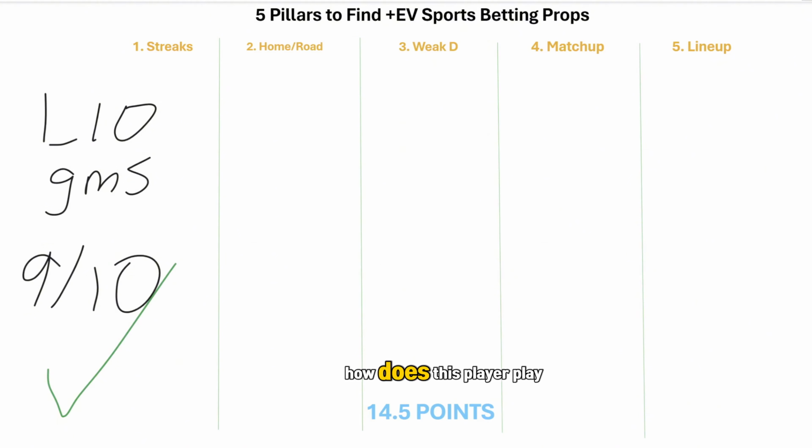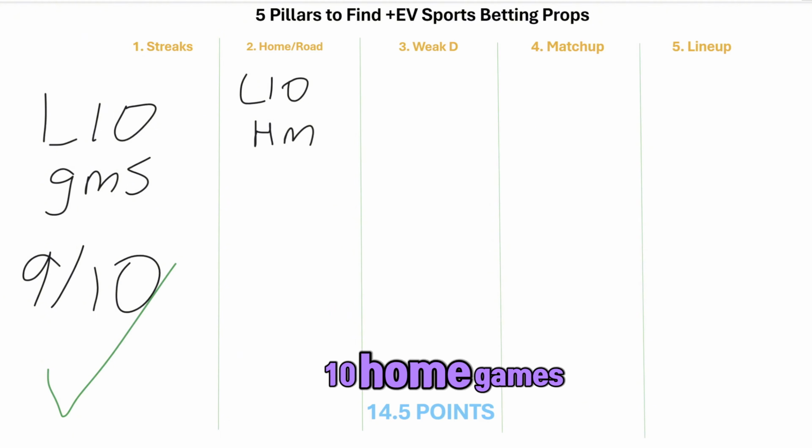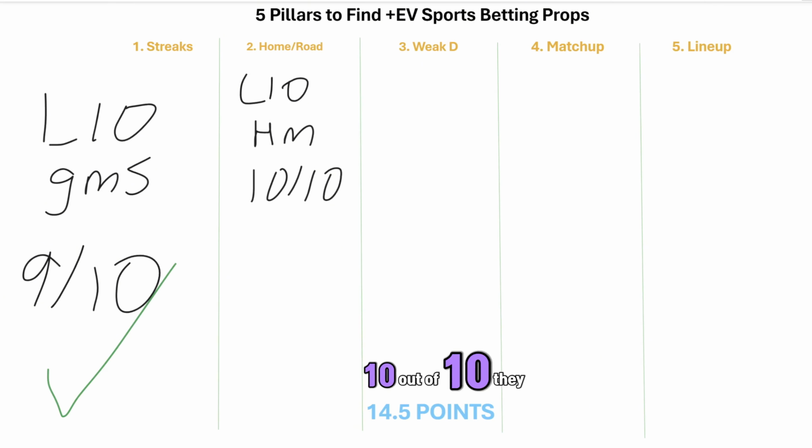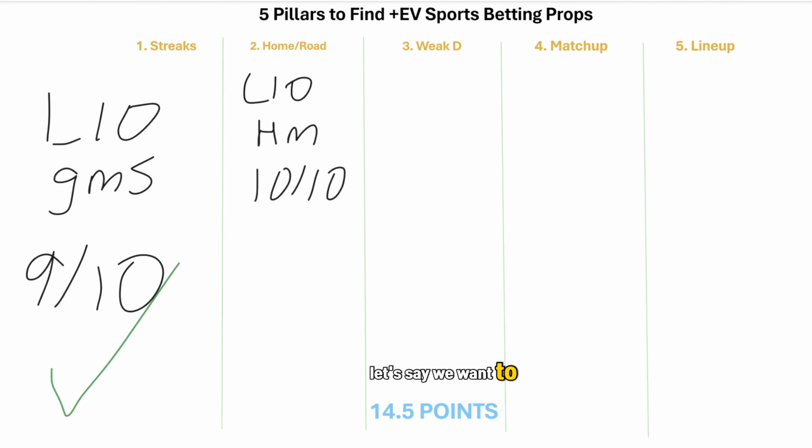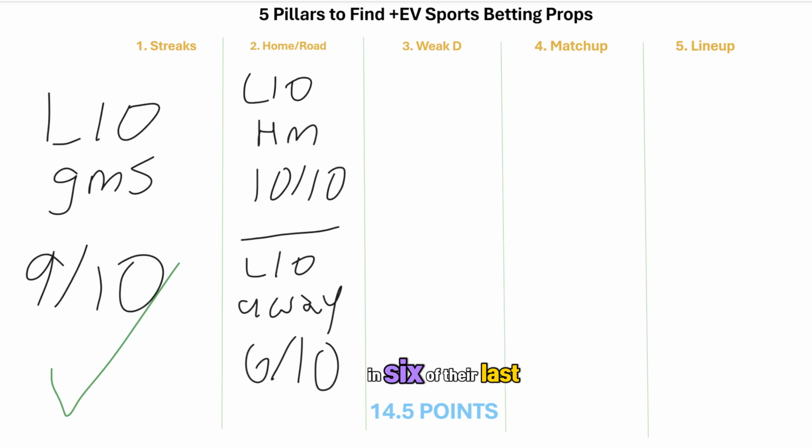So we want to look at how this player plays at home versus the road. We're going to look at the last 10 home games. Let's say over the last 10 home games, they hit this prop 10 out of 10. Then let's say we look at their last 10 away games, and they've only hit this line in 6 of their last 10. Now, if this player was playing on the road, we might want to avoid that. But let's say in this case, they're playing at home and they've hit it their last 10. So that checks that box.